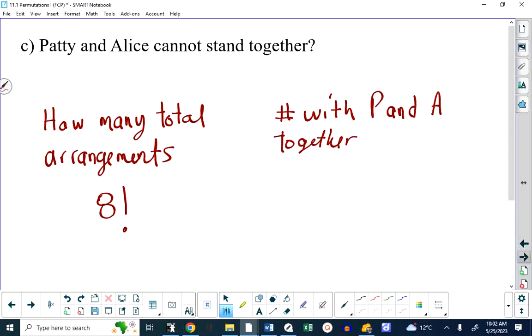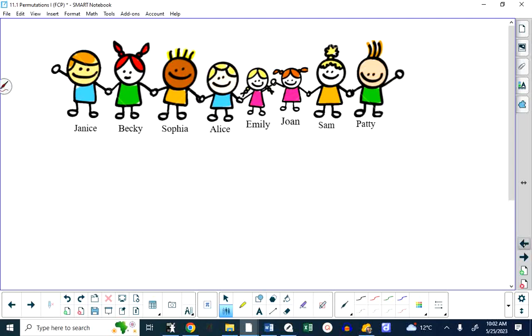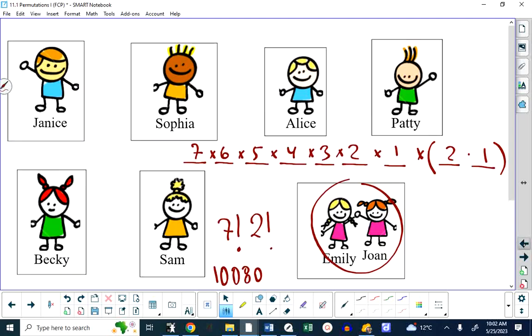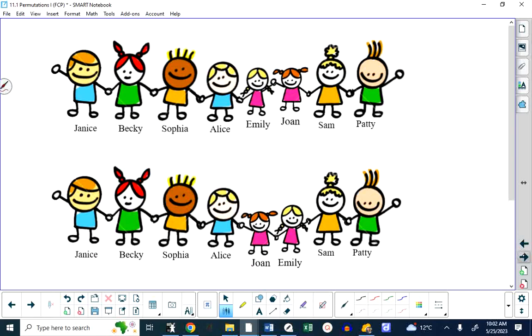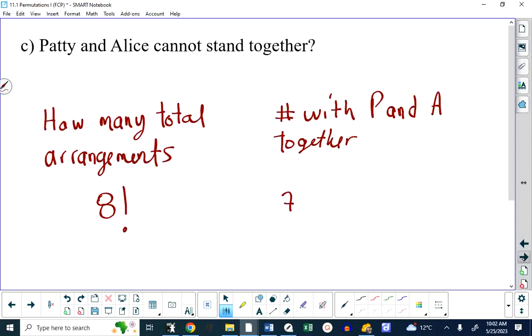I know they're not supposed to be together, and I see that some of you are seeing why we're doing this. The number where Patty and Alice are together, well, I don't feel as though I need to explain this again, is the same as the number of ways in which Joan and Emily were together. It's just a different group of people. It's going to be 7 factorial times 2 factorial. I mean, I suppose we can figure out some numbers here.